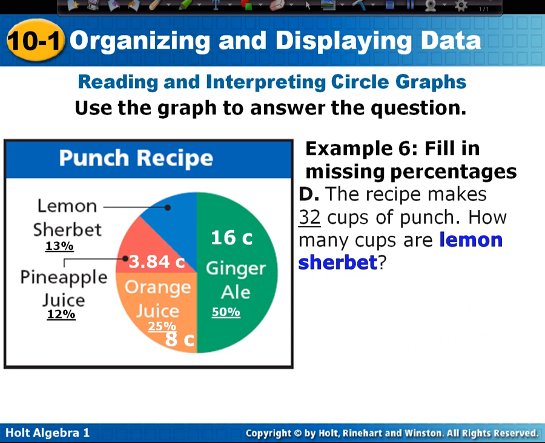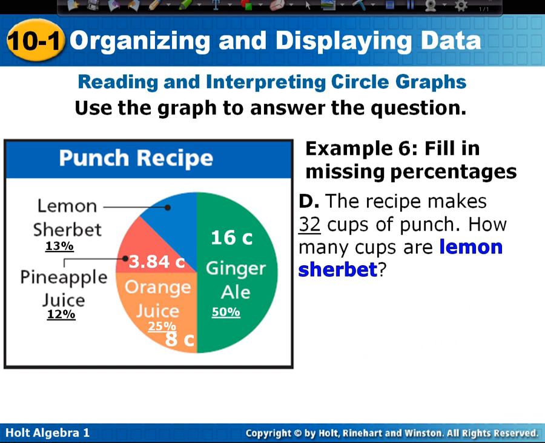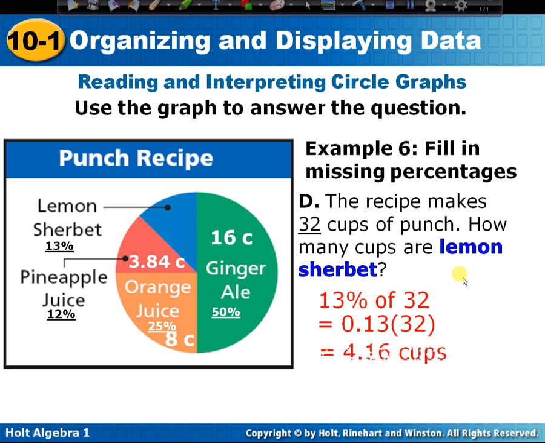All right, now we're going to ask how many cups are lemon sherbet. So if it makes 32 cups of punch, we're going to multiply 13%, because that's how much of the punch is lemon sherbet. So 0.13 times 32 gives us 4.16 cups. So again, write 4.16 on the blank there for part D of lemon sherbet, and you can put a C after it because you're not going to be able to fit the word cups.